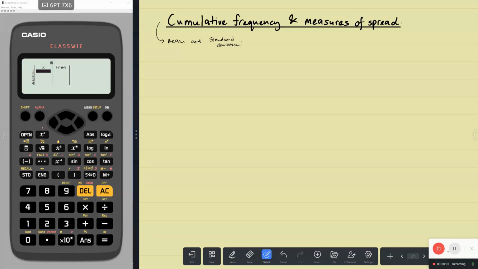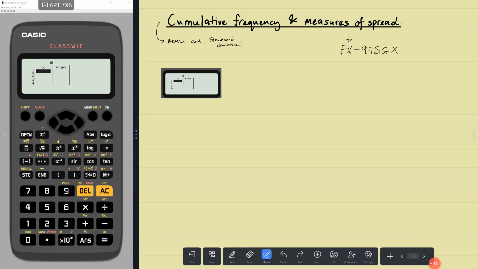Hi everyone, in this video we're going through the mean and standard deviation, or how to find the mean and standard deviation. In particular, we're going through the calculator work and the buttons to press in your calculator for this particular calculator model. The calculator you see on the left hand side of the screen is not exactly the same calculator, but I'll list the buttons to press in your calculator.